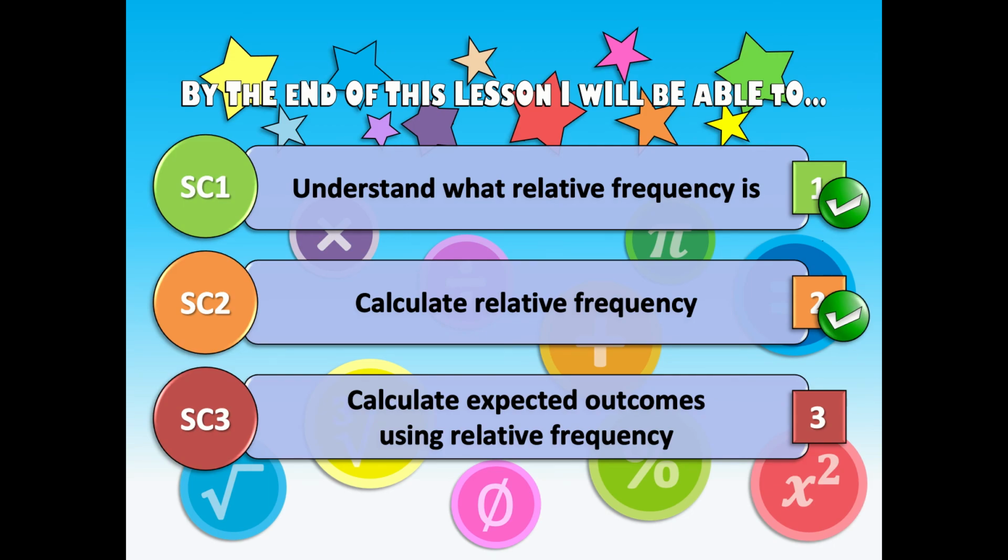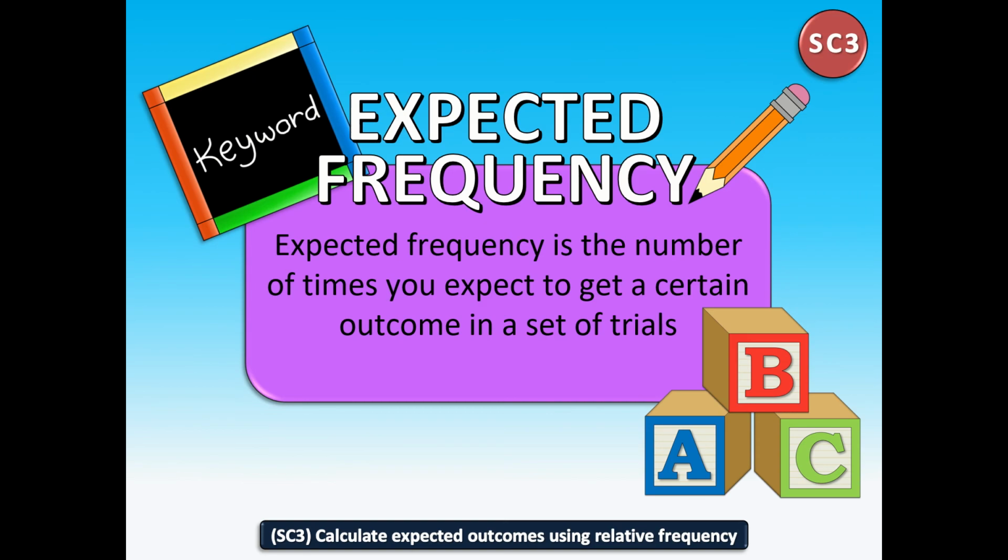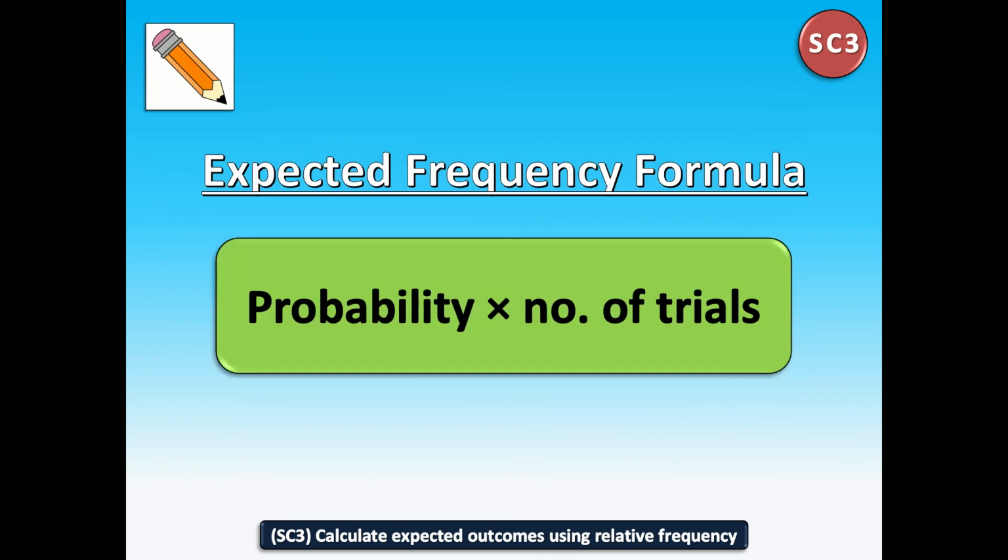So now we're going to move on to number 3, and this is to calculate expected outcomes using relative frequency. So expected frequency is the number of times you would expect a certain outcome in a set number of trials. To work out the expected frequency, you times the probability by the number of trials.